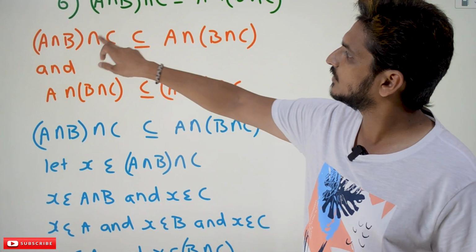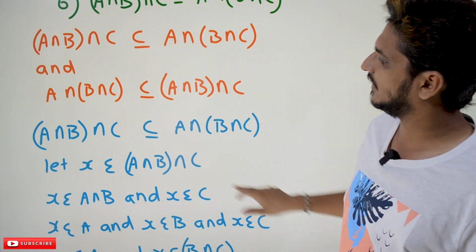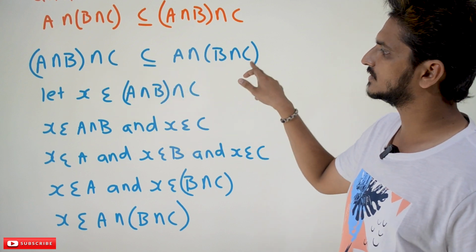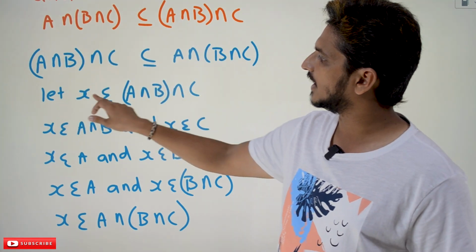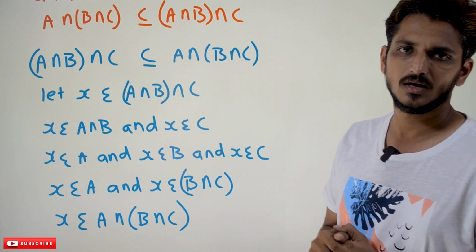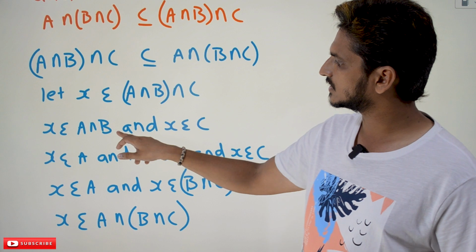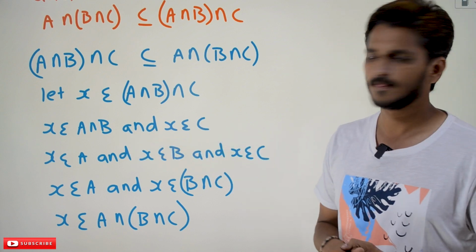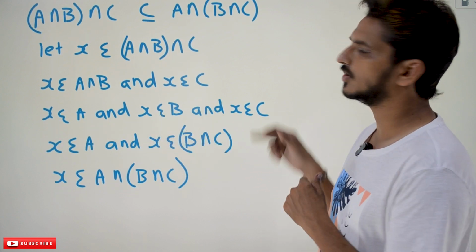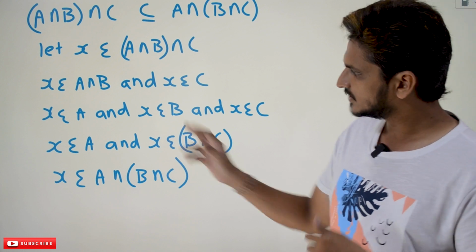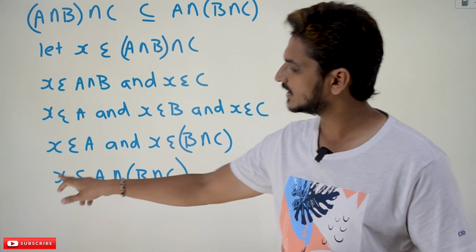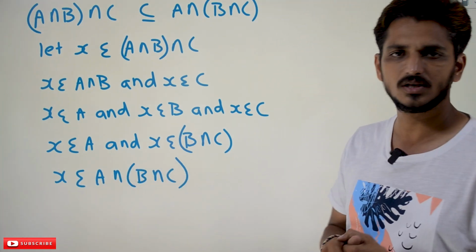Now coming to the first one, we need to show X subset of Y. So A intersection B intersection C subset of A intersection B intersection C. Let x be an element that belongs to A intersection B intersection C. This can be written as x belongs to A intersection B and x belongs to C. This can be elaborated as x belongs to A and x belongs to B and x belongs to C. This can be modified as x belongs to A and x belongs to B intersection C. This can be modified as x belongs to A intersection B intersection C.